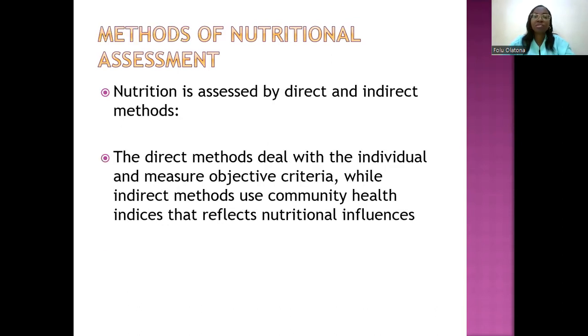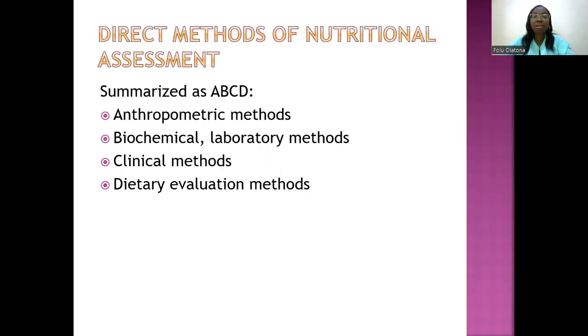How do we assess nutritional status? What are the methods of assessment? Usually, they are broadly classified as direct and indirect. So it's either a direct method or an indirect method. The direct methods deal with the individual and measure objective criteria, while the indirect methods use community health indices, which reflect nutritional influences.